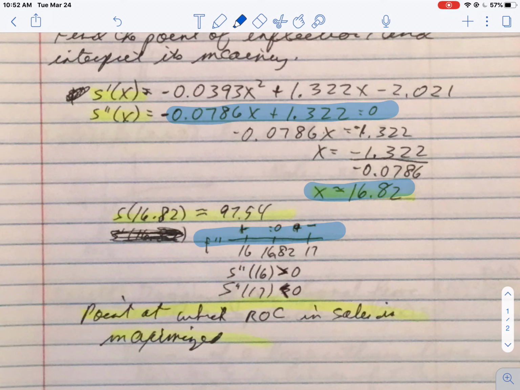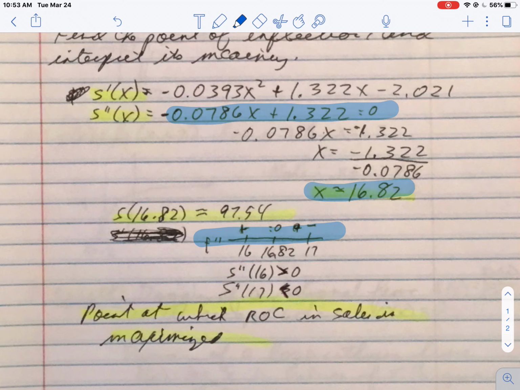S prime tells us where S is increasing or decreasing, max or min. S double prime, yes, it gives us the information about concavity with respect to S, but it also tells us where S prime is increasing or decreasing. And since we're increasing on that interval up to 16.82, we're decreasing on the right of 16.82, then S prime would have a maximum at that point.